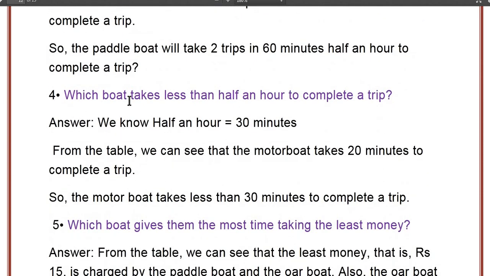Question number 4. Which boat takes less than half an hour to complete a trip? We know half an hour is equal to 30 minutes. From the table, we can see that the motorboat takes 20 minutes to complete a trip. So the motorboat takes less than 30 minutes to complete a trip.